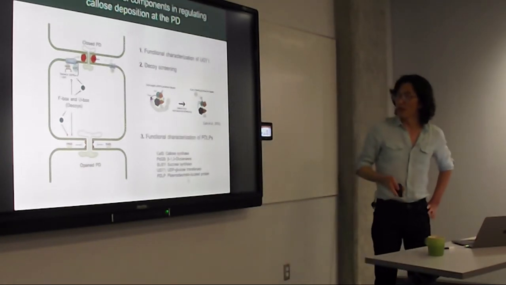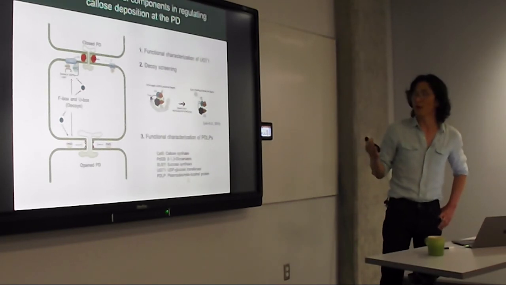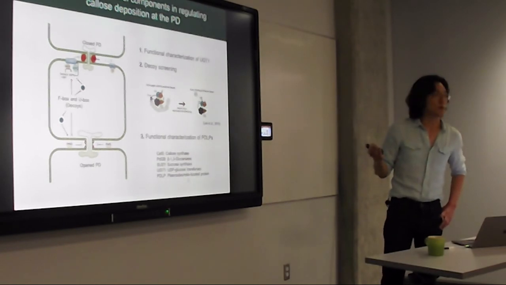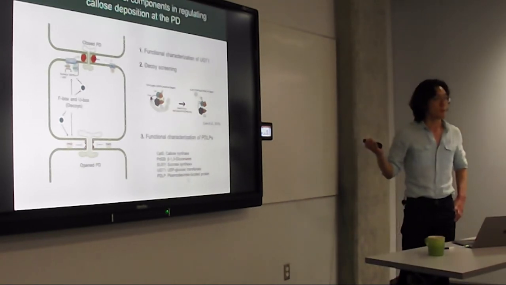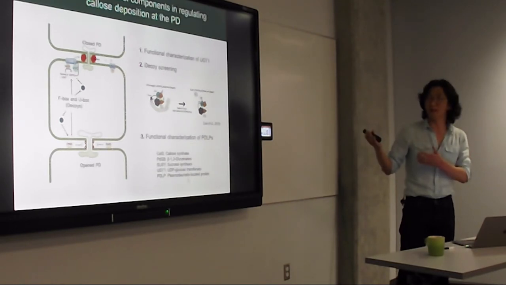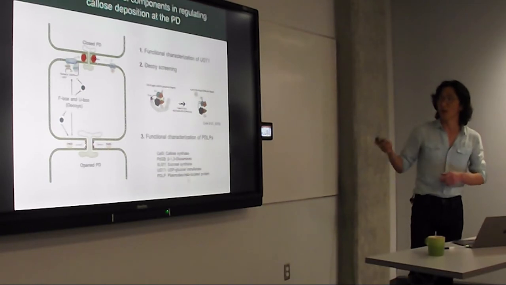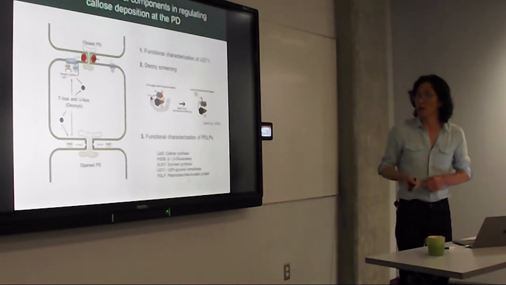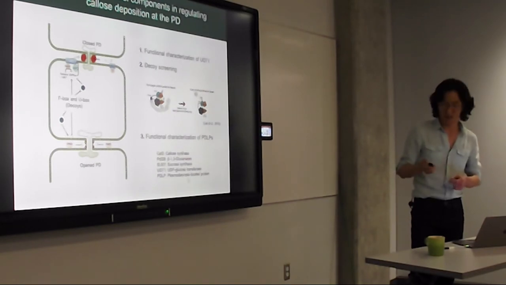As I mentioned earlier, PDLPs play an important role in plant immune responses and are also involved in callus deposition. So we also would like to know what PDLP proteins are doing. At this point, we only know that these proteins play an important role in regulating PD function and also regulate callus deposition. So we are trying to dig deeper into studying the function of PDLPs in planta.